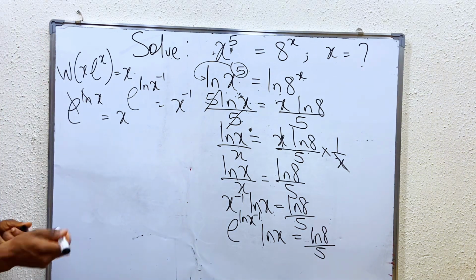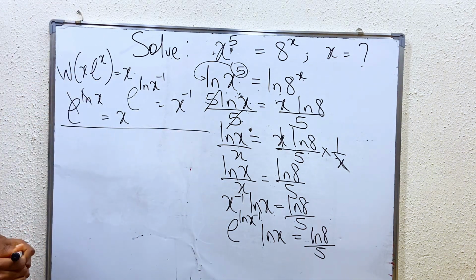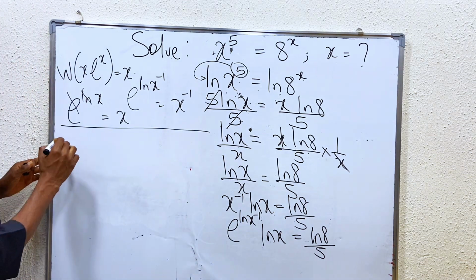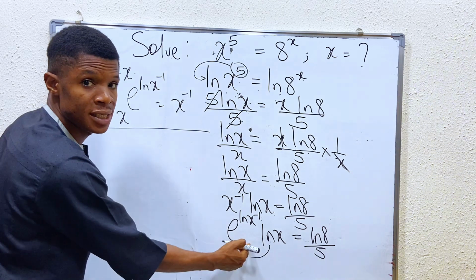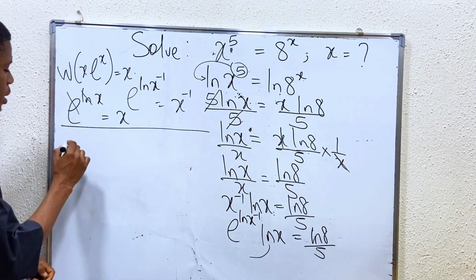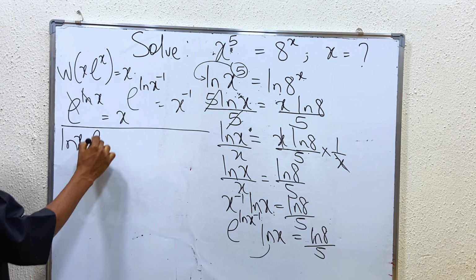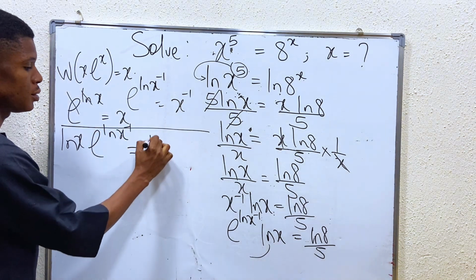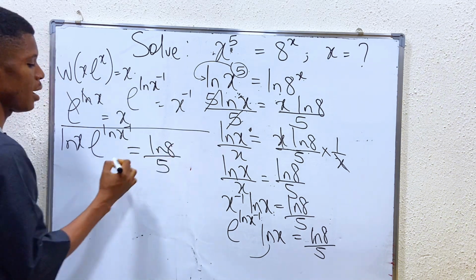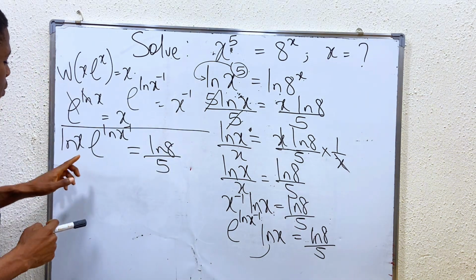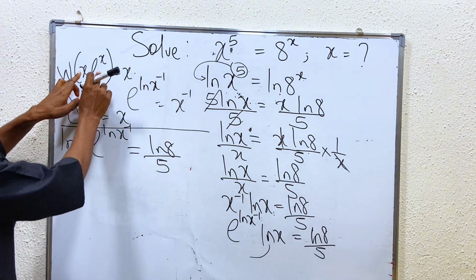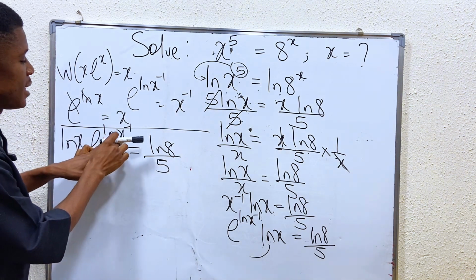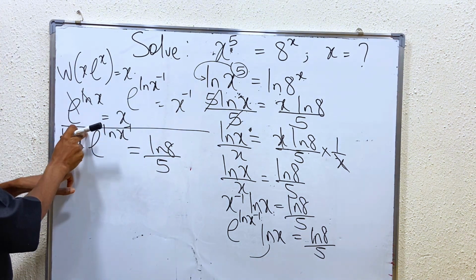Let's still continue here. You can now see I now have exponents. Let's rearrange it first. Since multiplication is commutative, the position is never a problem. So we can now have ln x e^(-ln x) = ln 8 over 5. But if you look at this, in the Lambert W function, the two must be the same. Here we have ln x and we have ln x to the power minus 1. So we actually need this to be to the power minus 1.